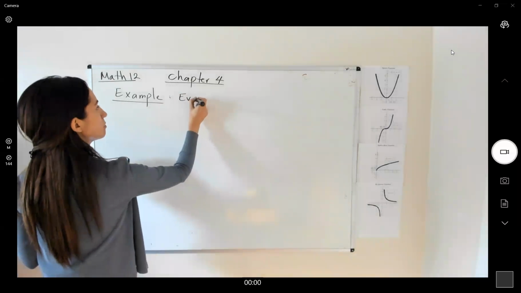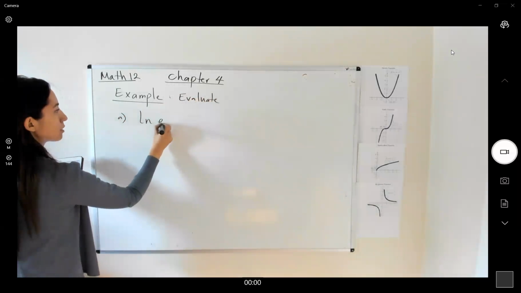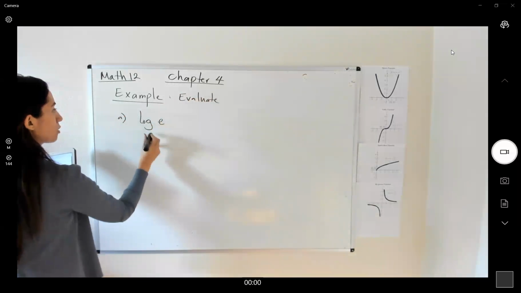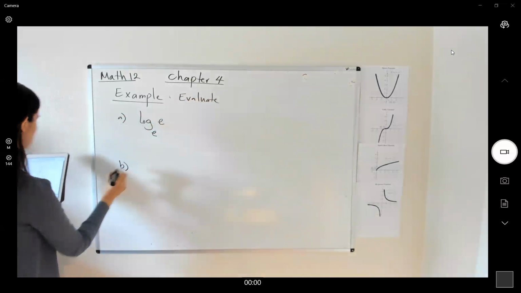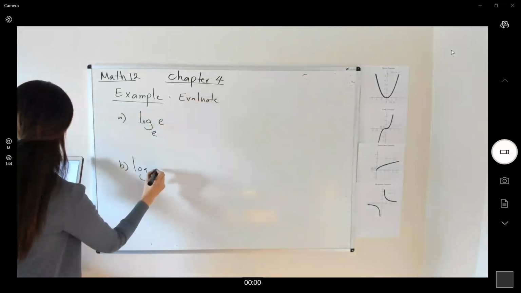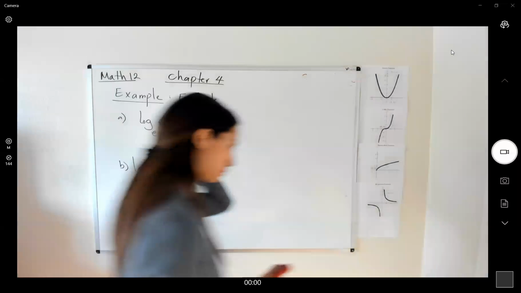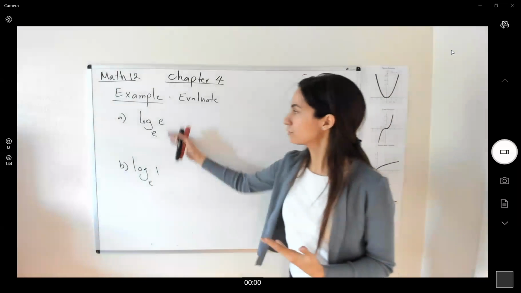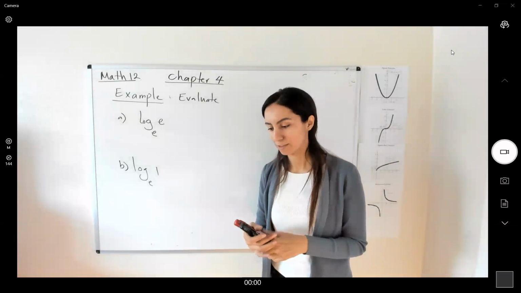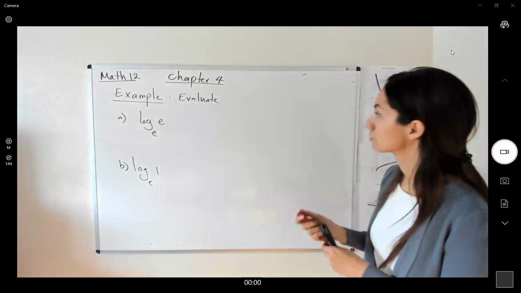Evaluate. The first one is ln of e. So log with base e of e. And then log with base e of 1. There you go. So how do we solve this? We're going to use the definition of exponential function and simplify each of these.